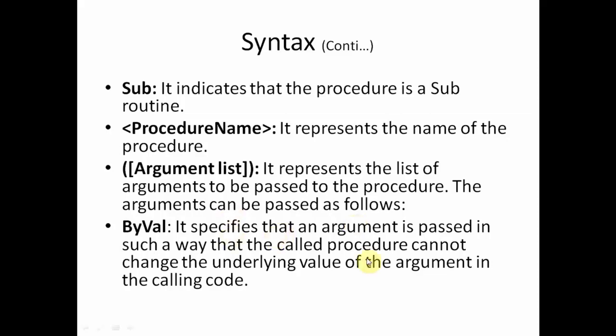which specifies that an argument is passed in such a way that the called procedure cannot change the value of that argument of the calling code. It means if the value of this argument is changed within the procedure, the actual value of this argument is not affected. So that is call by value, or passing the argument as a value.